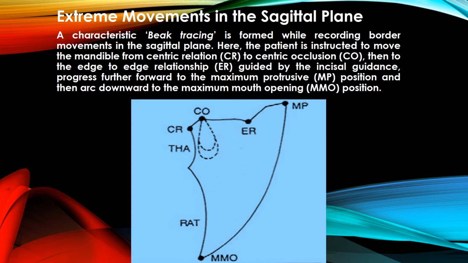Extreme movements in the sagittal plane. A characteristic bird beak-like tracing is formed while recording border movements in the sagittal plane. Here the patient is instructed to move the mandible from centric relation, abbreviated as CR, to centric occlusion, abbreviated as CO. Then to the edge-to-edge relationship, ER, guided by the incisal guidance. Progress further forward to the maximum protrusive MP position and then arc downwards to the maximum mouth opening position, MMO.